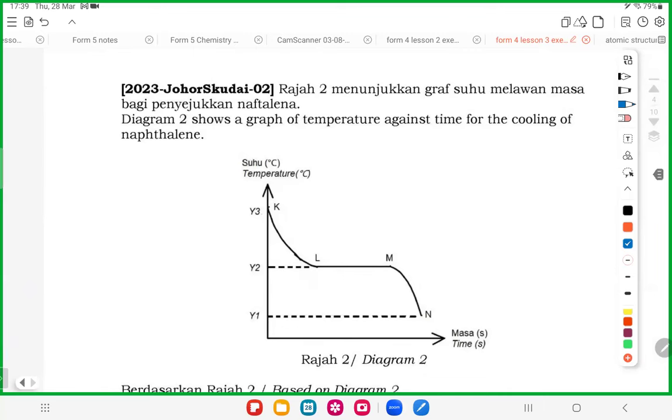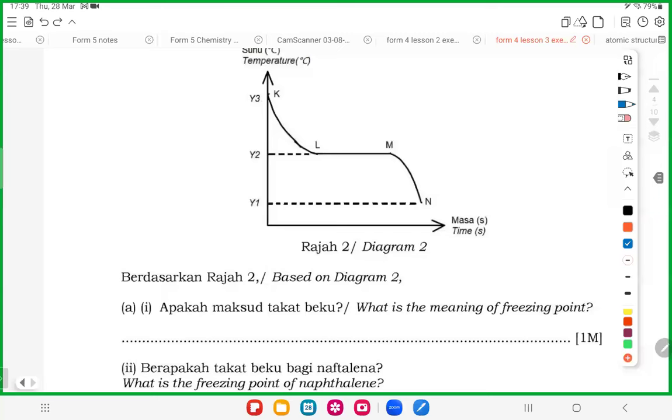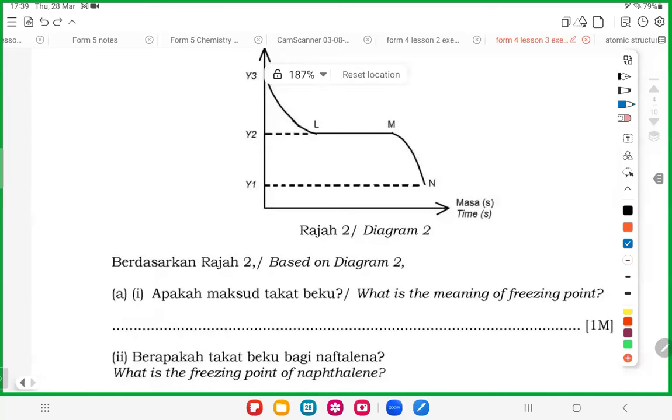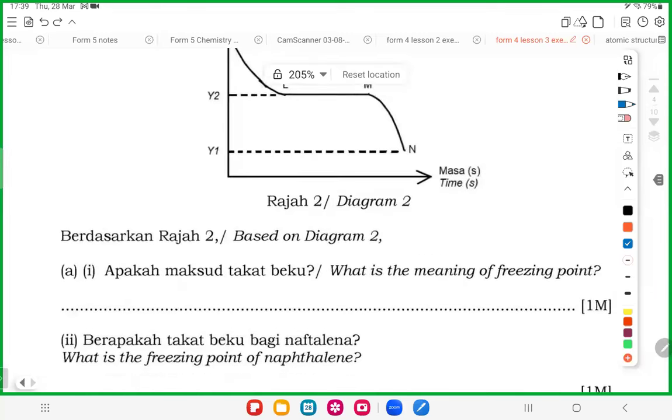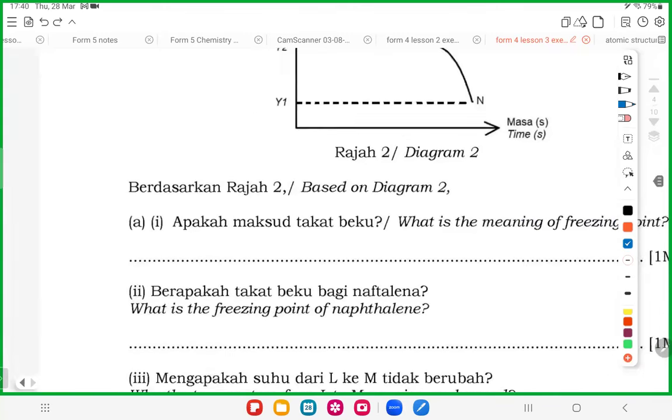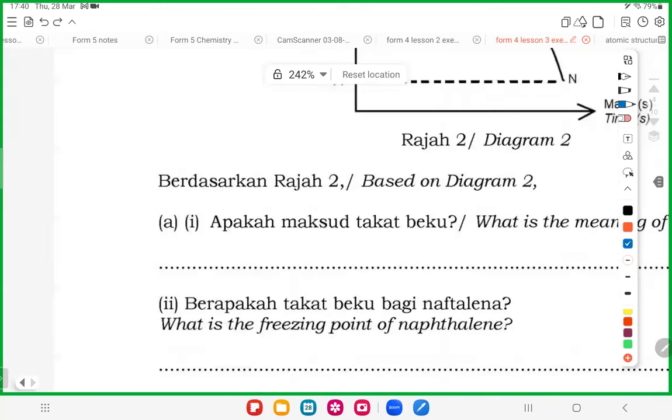Okay. So this diagram shows temperature against time for the cooling of naphthalene. So you know, it's a cooling curve, staircase going down. So based on the picture, what do we mean by freezing point? They love to ask, what is freezing point, melting point, boiling point, condensation point? So remember, all these points are a temperature. Freezing point is not a point. Freezing point is a constant temperature.